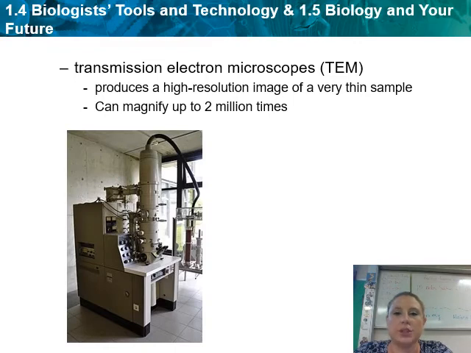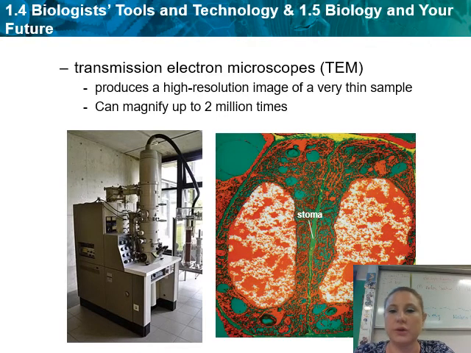Now we have the transmission electron microscope. A transmission electron microscope provides a super high resolution image, but it's got to be a super, super thin sample. The electrons actually pass through the specimen, so you can see the inner workings of that specimen. And it can magnify up to 2 million times. So here again is that same leaf cell, and there's the stoma, but we can actually see the inside of it at this point.